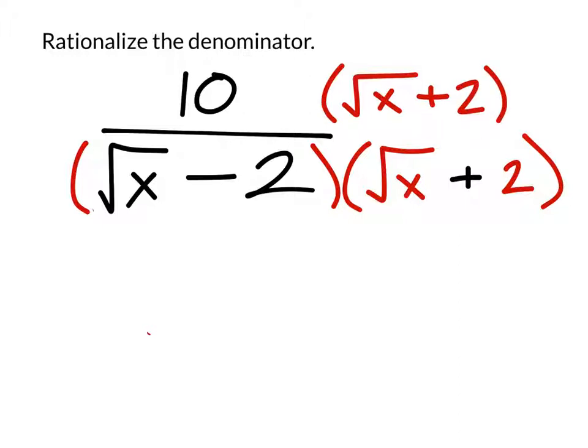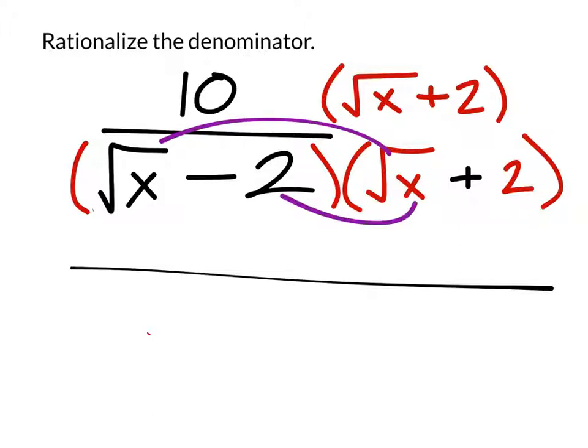Now that's a difference of squares for the two binomials in the denominator, right there. If you wanted to distribute the square root of x and then this 2 right here, that'd be fine. In any case, you'd get x minus 4. Alright, so let's show the work on that, alright?